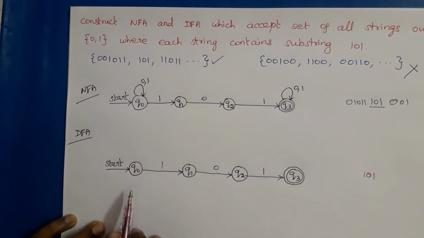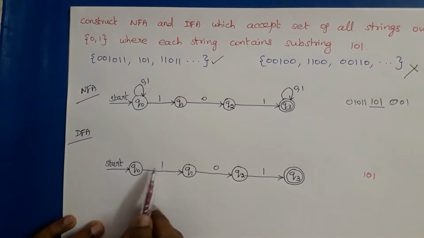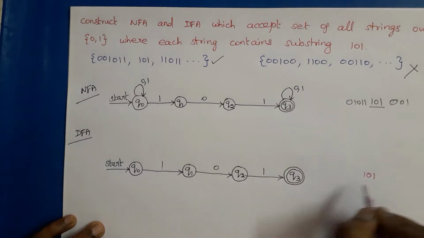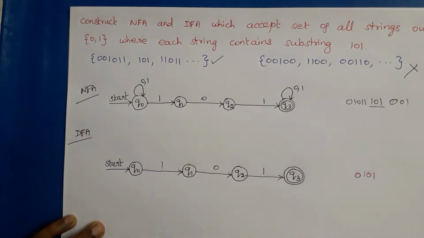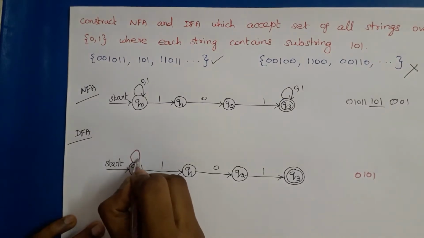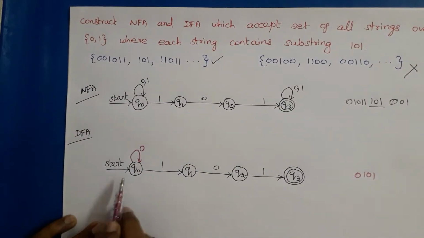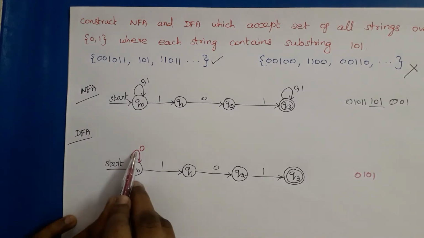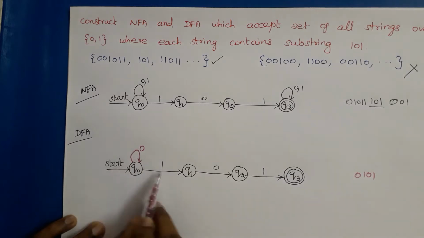Now we have to construct the remaining transitions. In Q0, if 1 is the input symbol, it can reach Q1. Suppose in Q0, 0 is the input symbol. It means the string starts with 0. So before recognizing 1, if 0 is the input, we have to remain in the same state, because we are still waiting for 1 to go to the next state. So in Q0, we have drawn both transitions for 0 and 1.